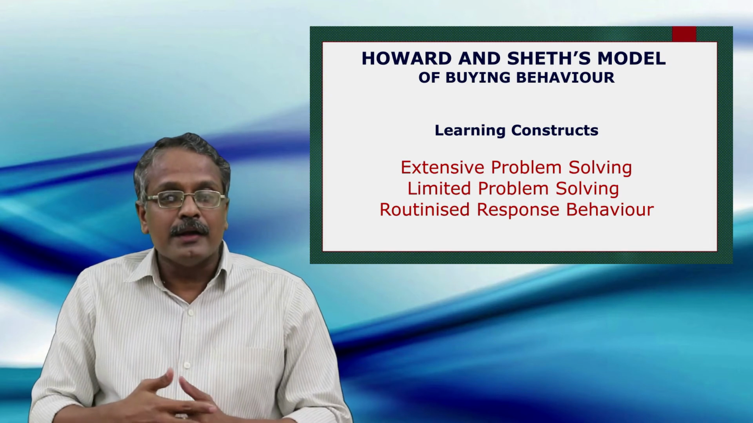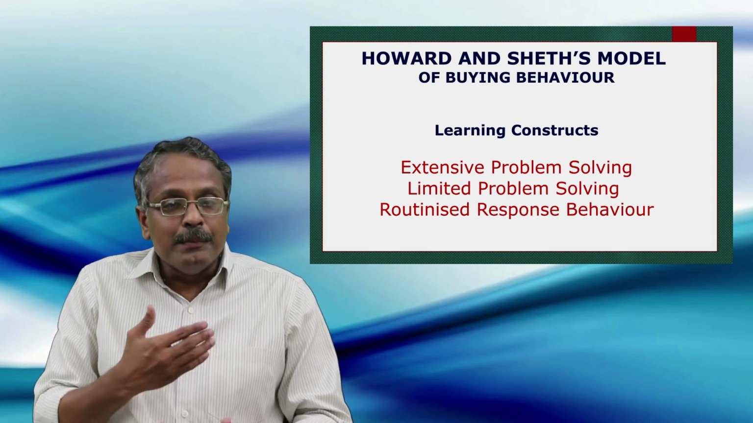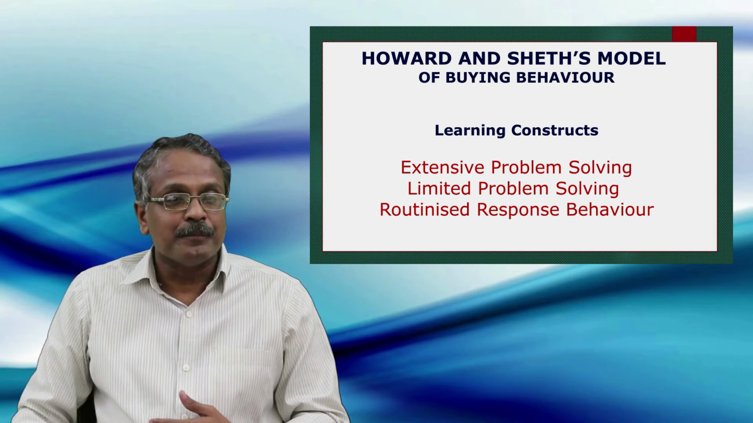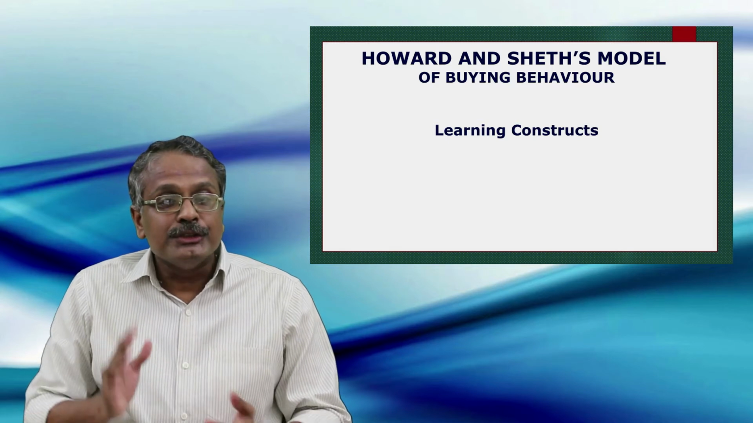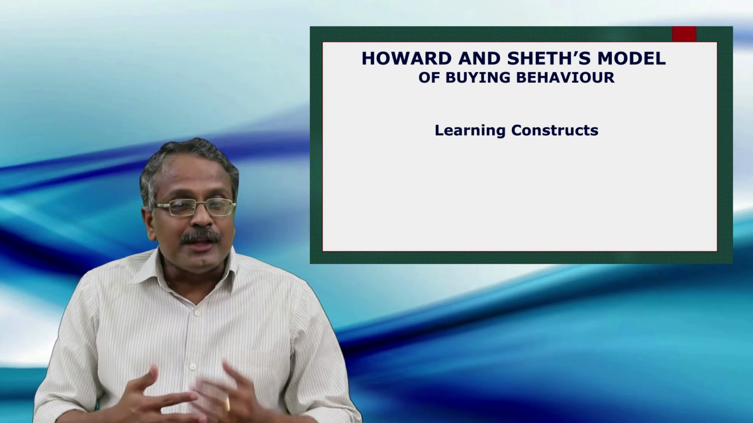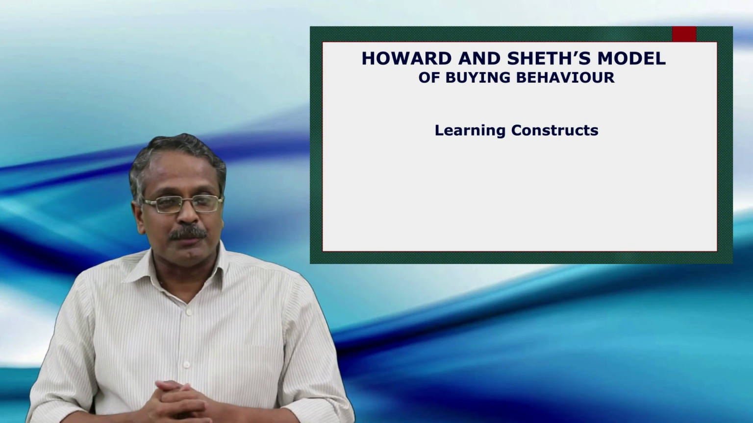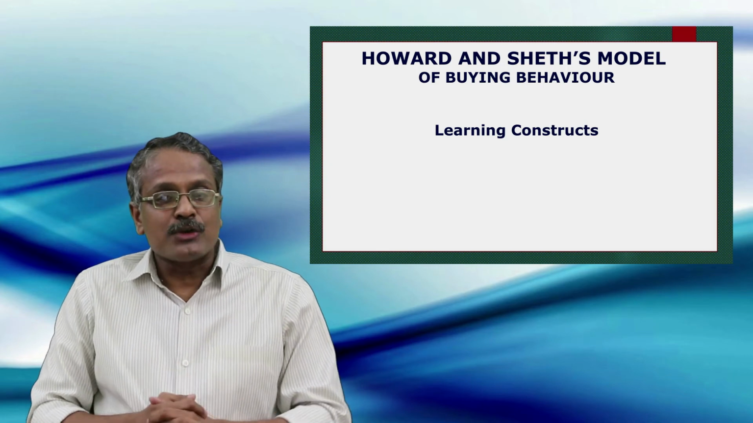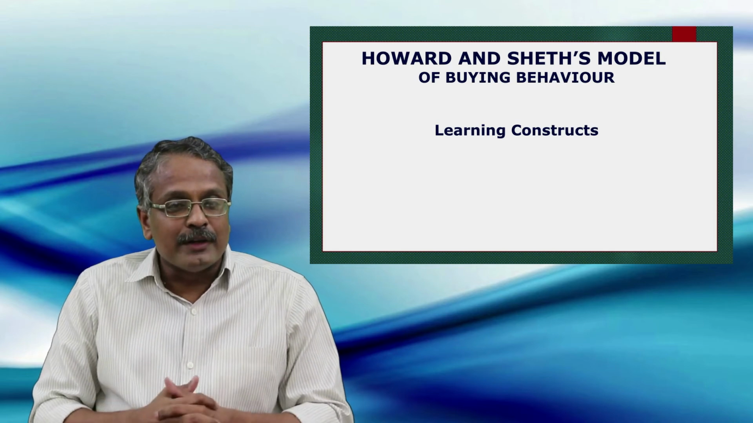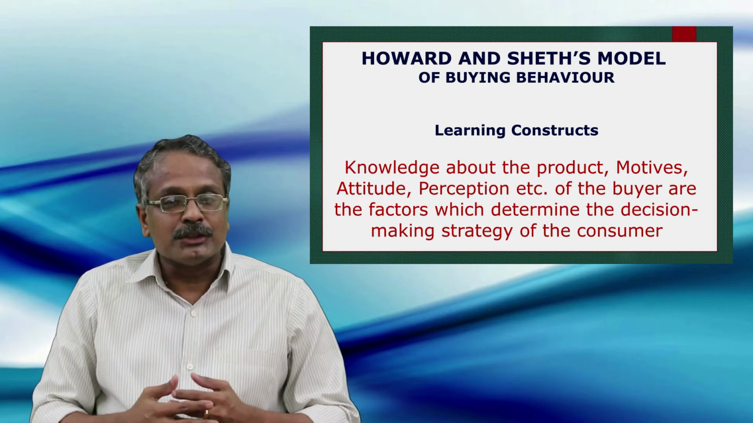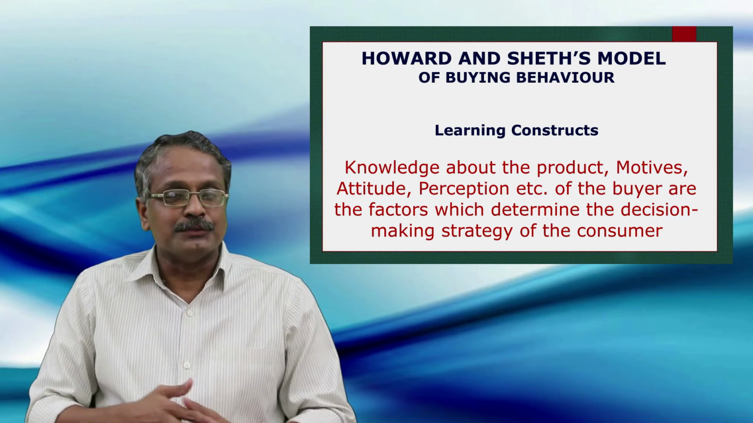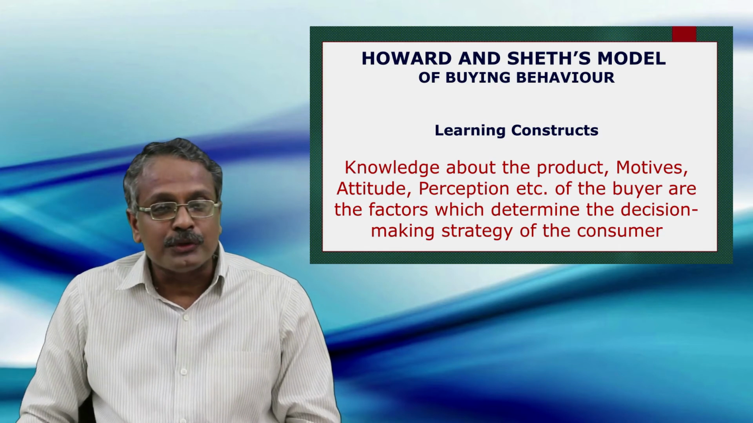These levels are called extensive problem solving, limited problem solving, and routinized response behavior. These are the different stages of consumer decision making. This can also be called as different situations of consumer decision making. The learning constructs are formed and decisions are taken differently in these different levels. Knowledge about the product, motives, attitude, perception, etc. of the buyer are the factors which determine the decision making strategy of the consumer.